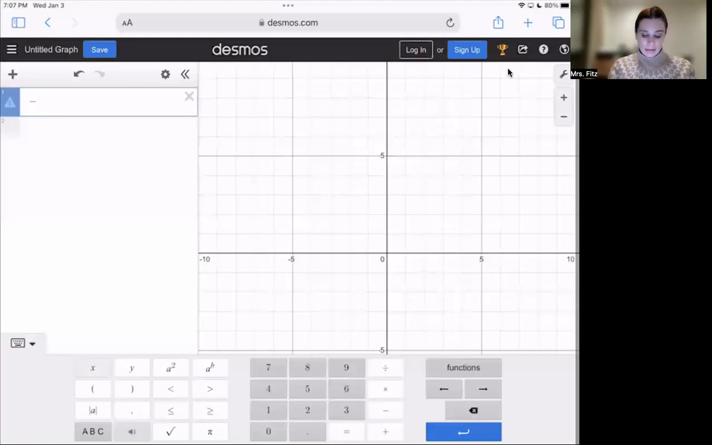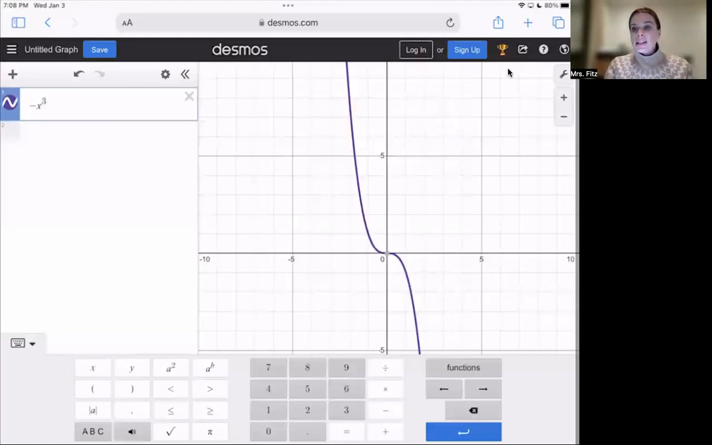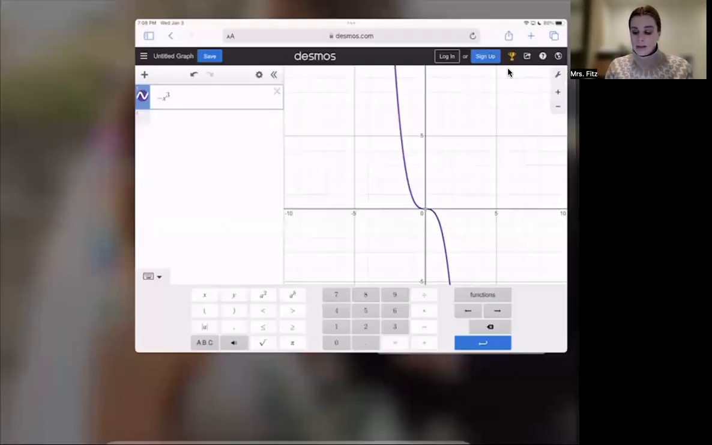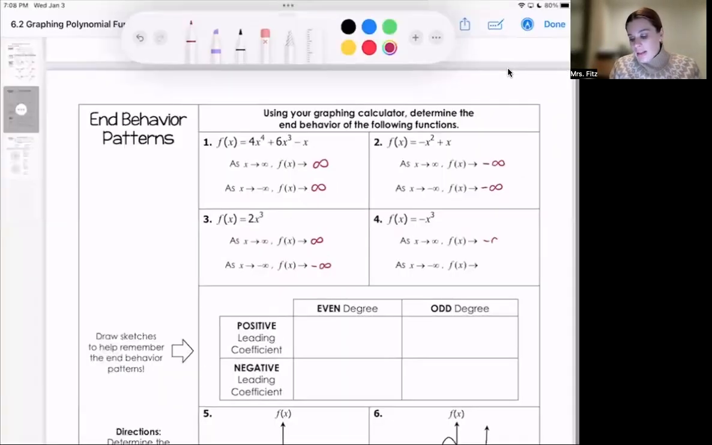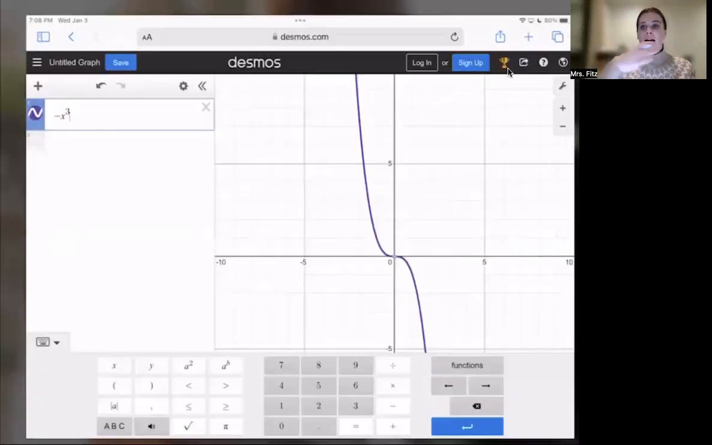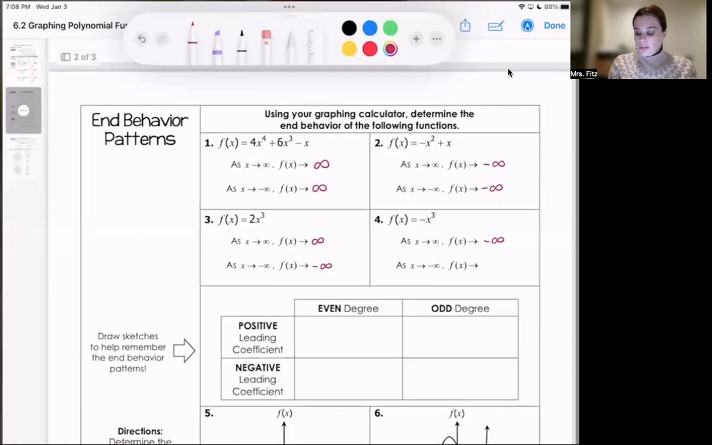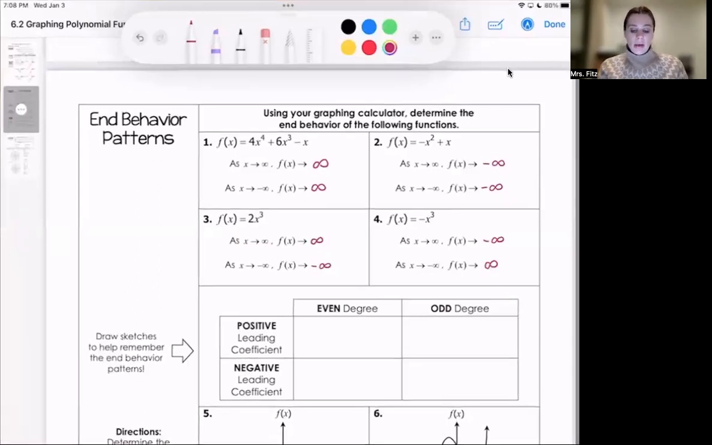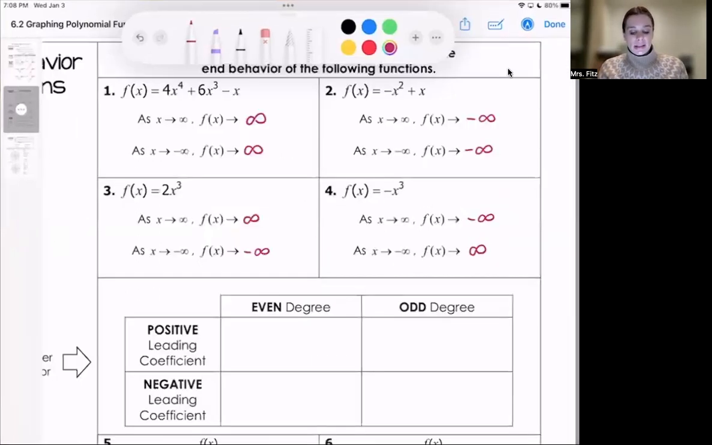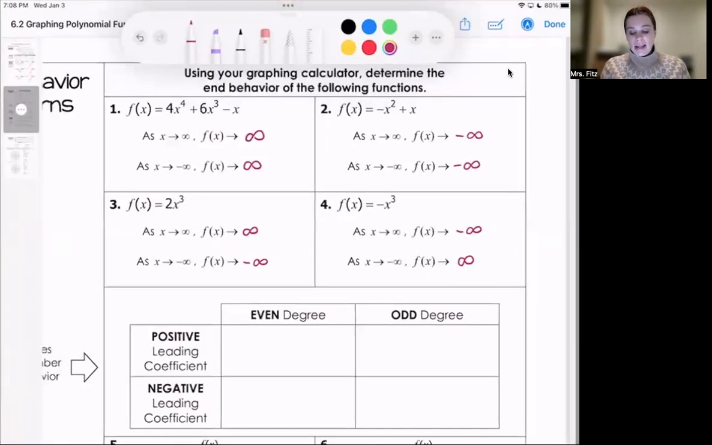All right, last one, we have negative x cubed. Type that in real quick. Notice it just flip-flopped, right? So as x approaches infinity, as we move to the right, we're going down to negative infinity this time. And then as x approaches negative infinity, as we move to the left, we're going up to positive infinity. So it's just flip-flopped.